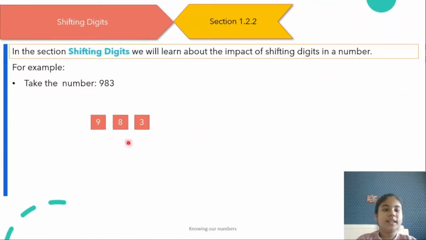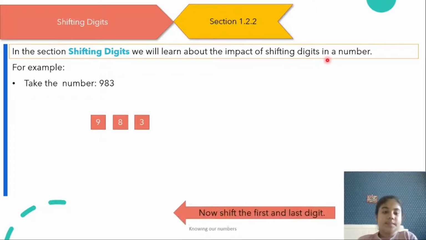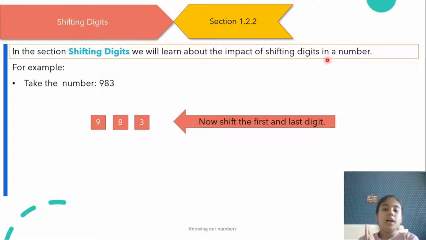Okay, so let's start with shifting digits. In this section, shifting digits, we will learn about the impact of shifting a number. So let's understand this line via an example. We will take the number 983 and let's now shift the first and last digits. As you see here, 3 is at the 1's place, 8 is at the 10's place, and 9 is at the 100's place.